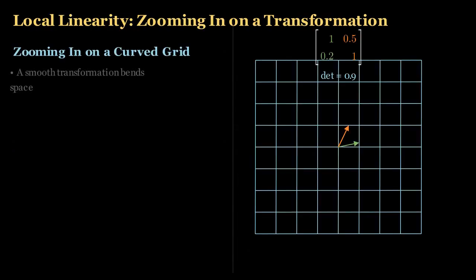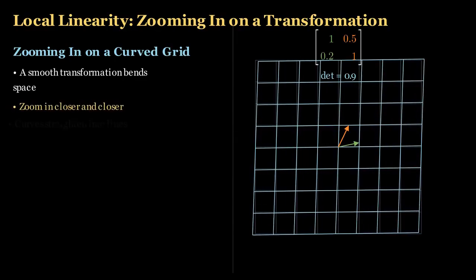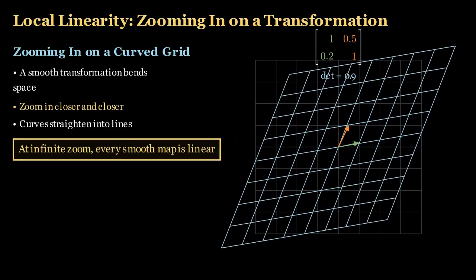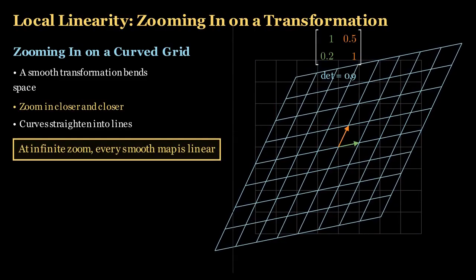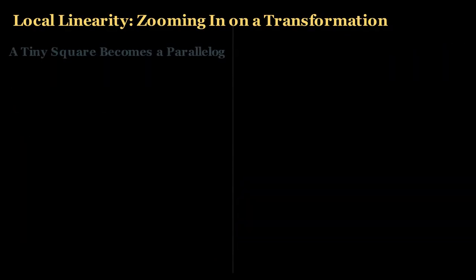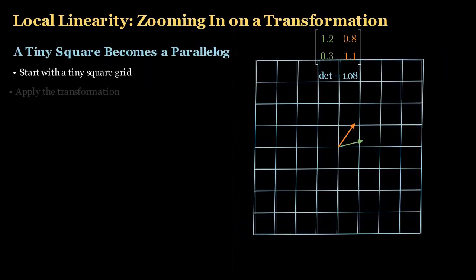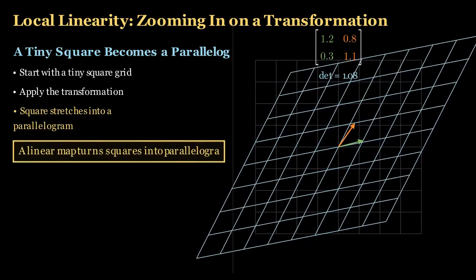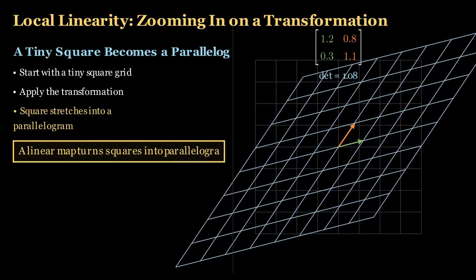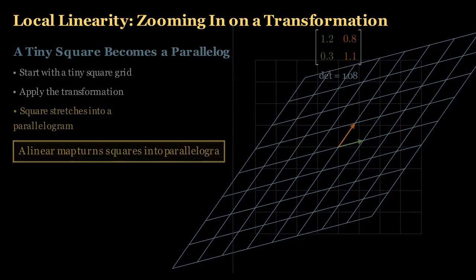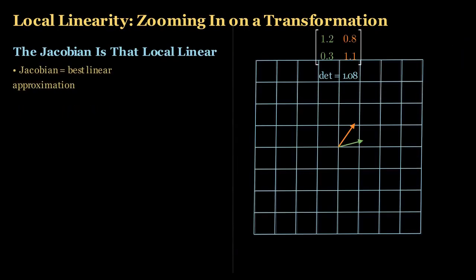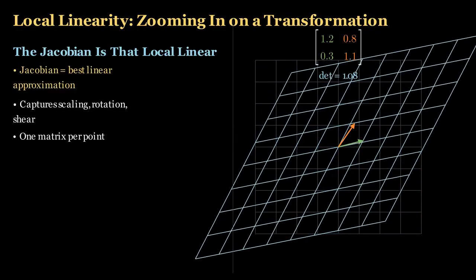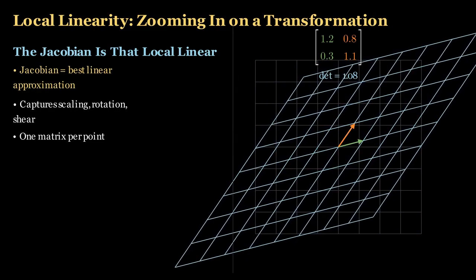We just saw a transformation warp a whole grid. Now, zoom in on one tiny square. As we get infinitely close, those curved lines look perfectly straight. Picture a microscopic square in the input space. After the transformation, it's no longer a square, it's a parallelogram, with opposite sides parallel and equal. That local stretching and shearing is exactly what the Jacobian matrix captures. It's the simple linear recipe that mimics the transformation right at that spot.